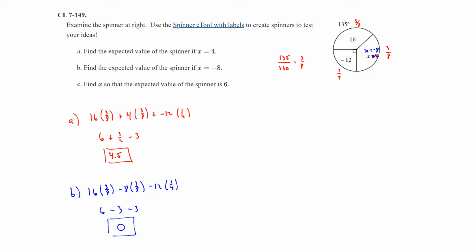So 6 minus 3 is 0. When your expected value is 0, that means it's a fair spinner. So you expect to be ahead as much as you are behind on that one. Over time, you ideally are going to break even.